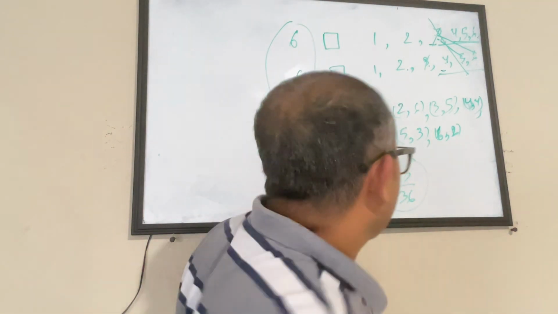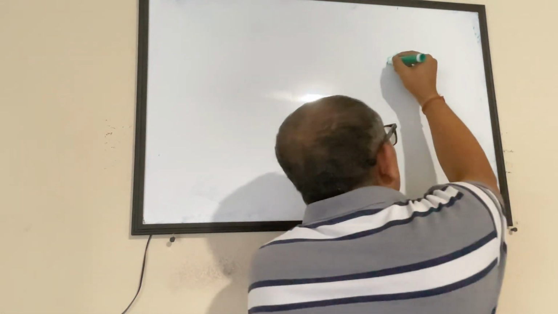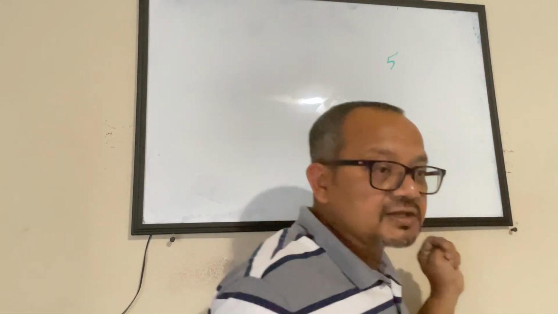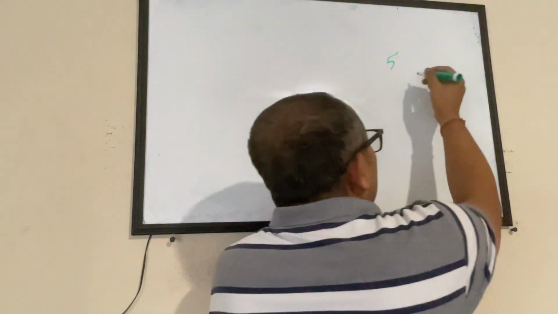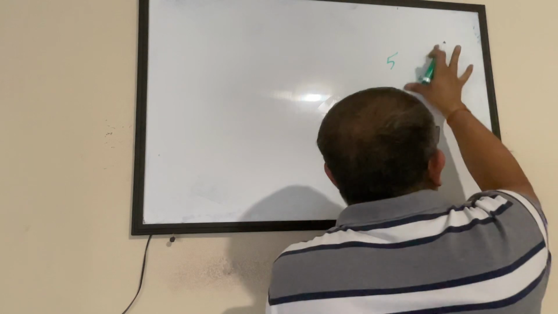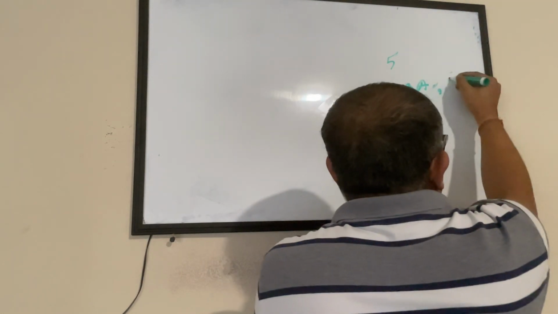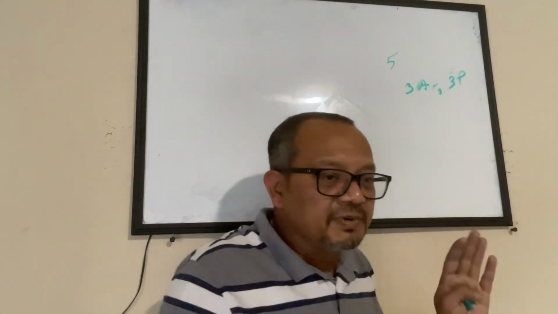It's like this. If I have 5 fruits in a basket, okay? 5 fruits in a basket, and out of 5, 3 are bananas. Not 3 bananas, let's say 3 apples and 2 peaches. So they are pretty much similar.